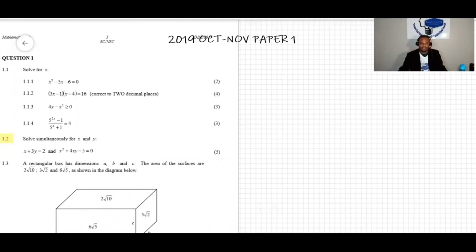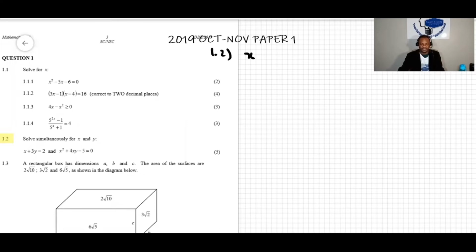In the previous video, we did question 1.1 and all the sub questions. Now we're going to do question 1.2. The question says solve simultaneously for x and y. I'm going to write the question here, question 1.2.